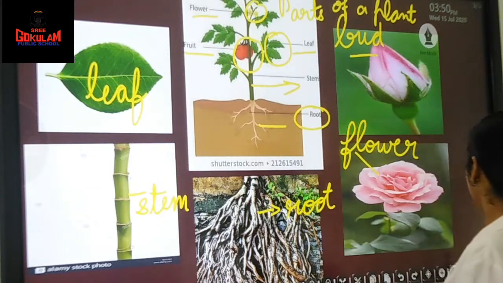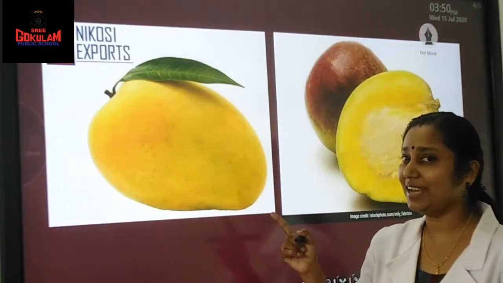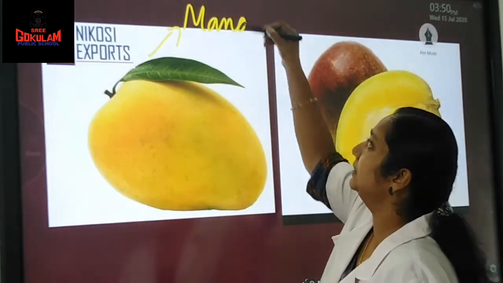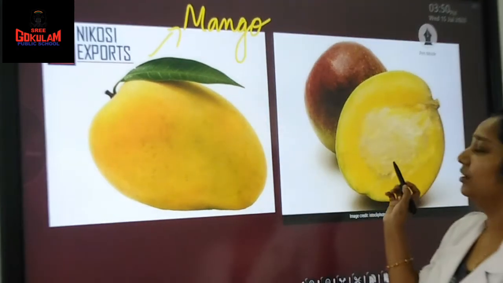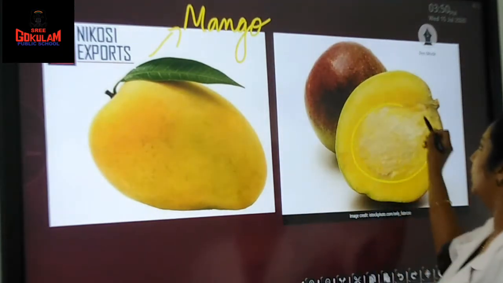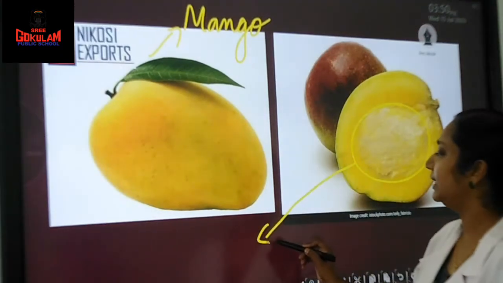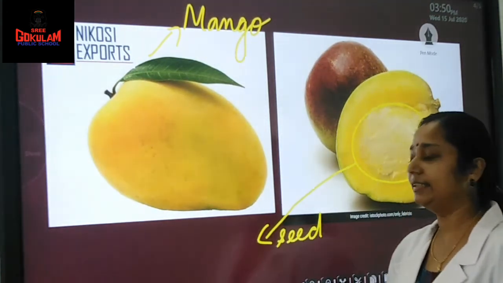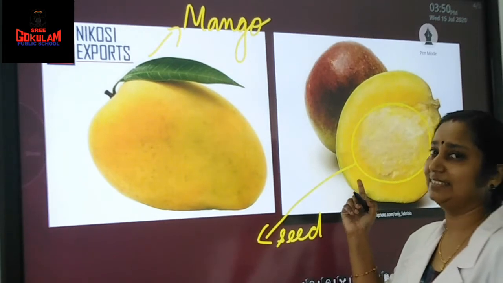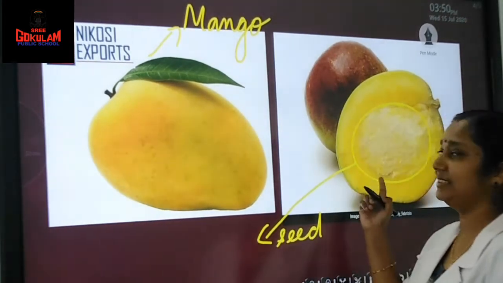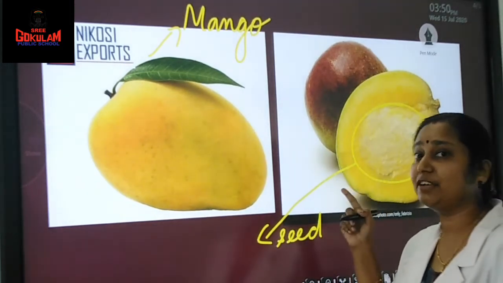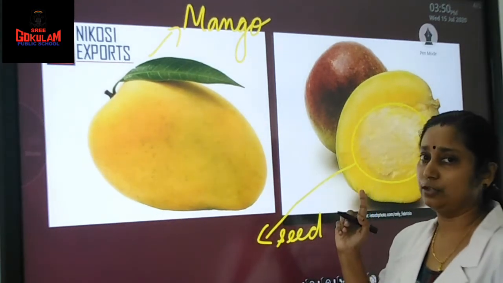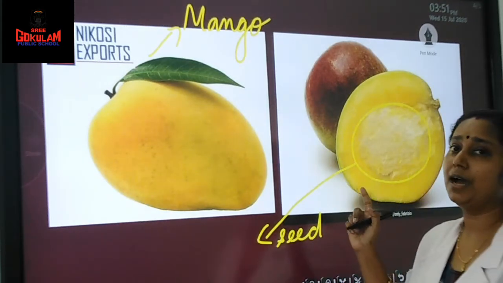Okay? Now next, you can see a fruit, right? Which fruit is this? Yes, this is a mango. M-A-N-G-O. Mango. Now, one more picture you can see. You can see something inside. What is this? Yes, this is the seed. What is the spelling of seed? S-E-E-D. Which part of the fruit is this? Seed. Now, you can see the seed inside the fruit, inside the mango. This is also a part of a plant.